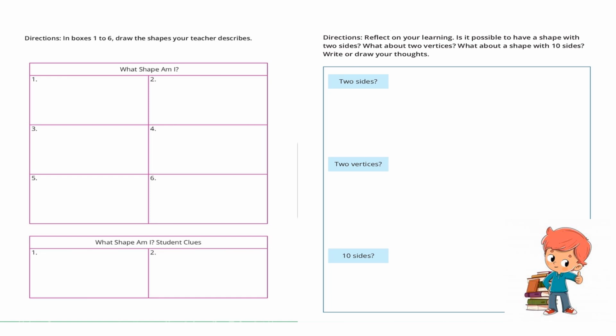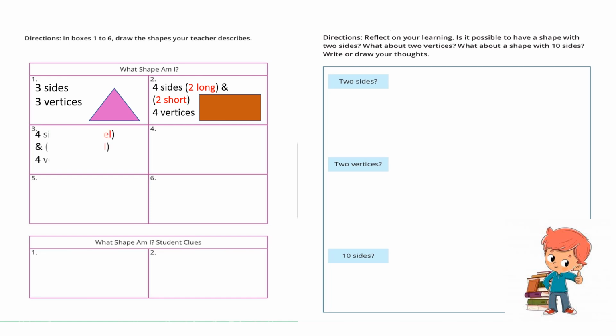Lesson 43. In boxes from 1 to 6, draw the shapes your teacher describes. Okay, I'll give you a triangle to draw. So, in number 1, we will draw a triangle. 3 sides, 3 vertices. In box number 2, draw a rectangle. How many sides for rectangle? 4 sides, 2 long and 2 short, and 4 vertices.